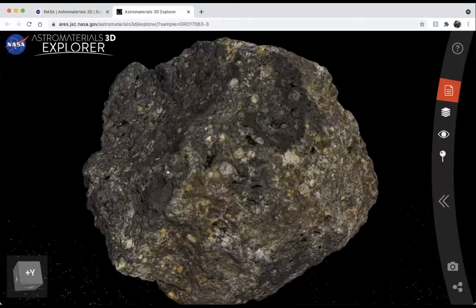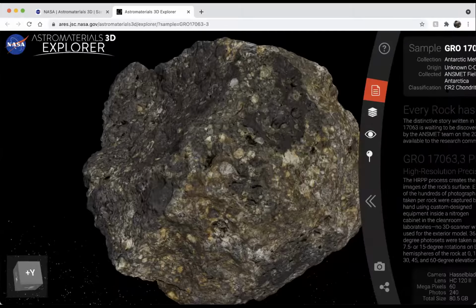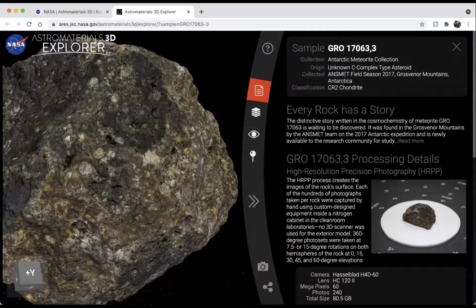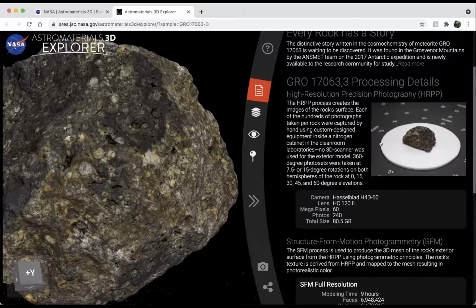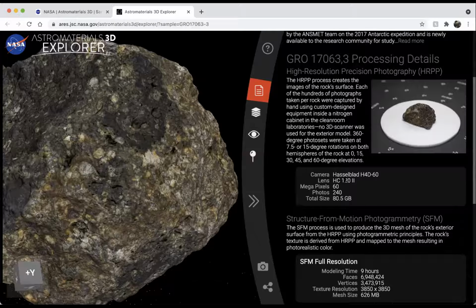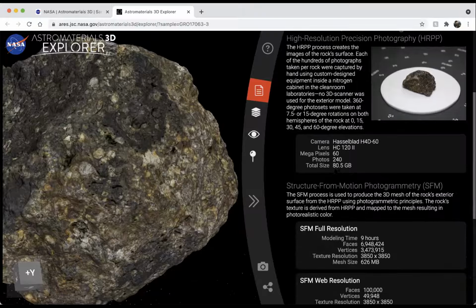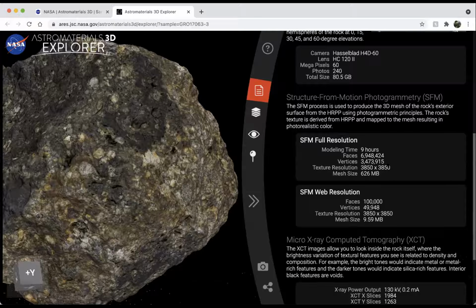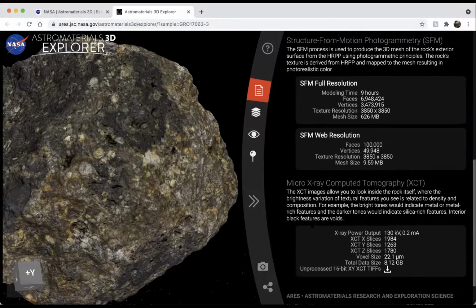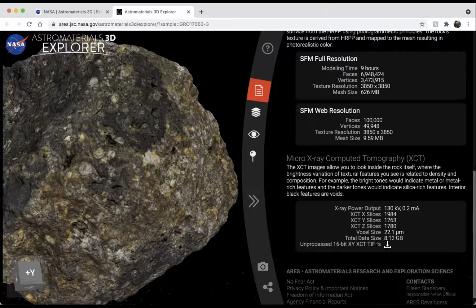And so we're going to have a look at the console that you have with the Explorer application, which gives you the detailed information, threads back to the story that I just read you, and gives you the details about the processing, how many photographs we took for this model, how long it took for the SFM model to produce. In this case, it was 9 hours of the computer crunching on algorithms to create this 3D model. And then the X-ray computed tomography scans, which you can actually download for free here to look at yourself.